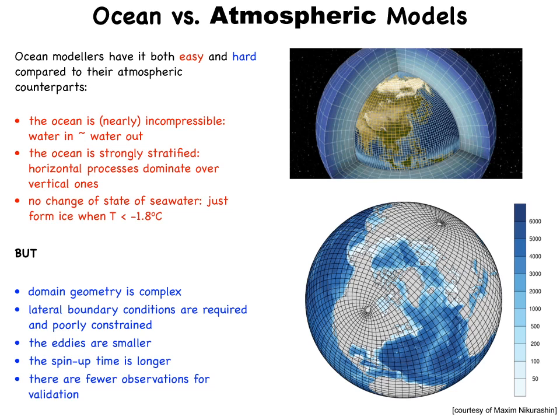The domain geometry is really complex, and when we talk about grids, you'll see the great lengths that people go to to try to help in that respect. We need some lateral conditions and lateral boundary conditions, and actually they're quite poorly constrained. The eddies tend to be smaller, the spin-up time is longer, and this is a big one for me: there are a lot fewer observations for validation compared to our weather predicting counterparts.